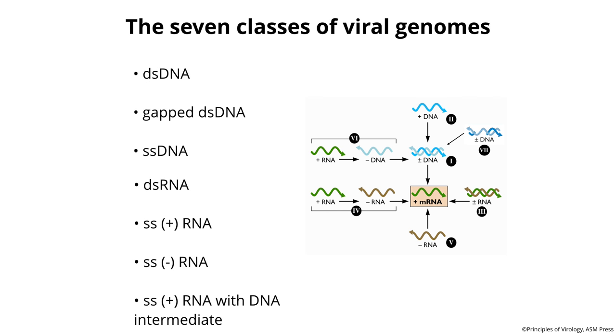We'll be talking about how each of these seven classes replicates and makes more virus particles. We'll talk about how they cause disease. We'll talk about vaccination, immune responses, antivirals, and so forth. So when you hear Zika virus, you're going to automatically think, at the end of this course, plus-stranded RNA. When you hear Ebola, you're going to think negative-stranded RNA.